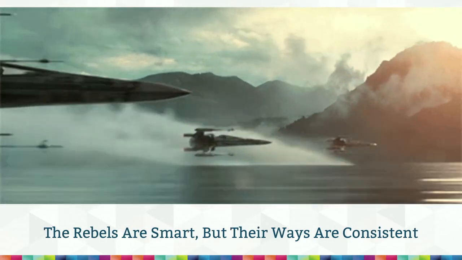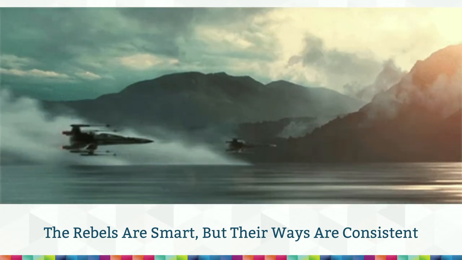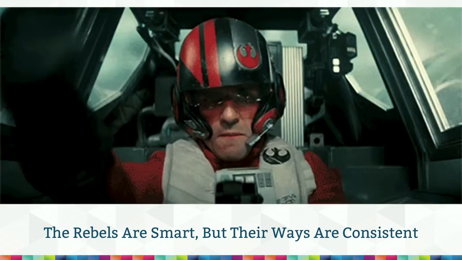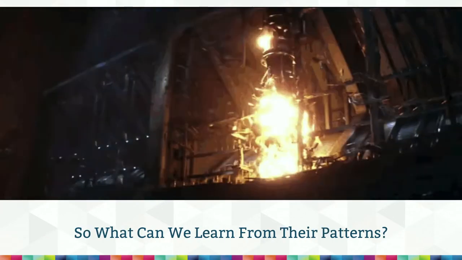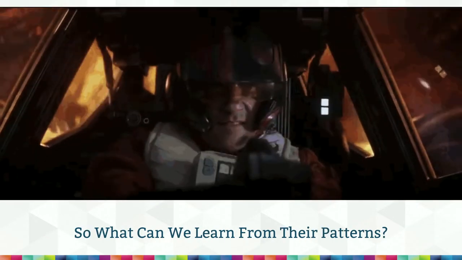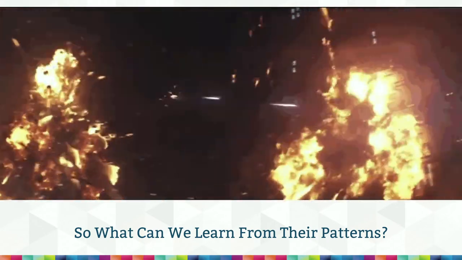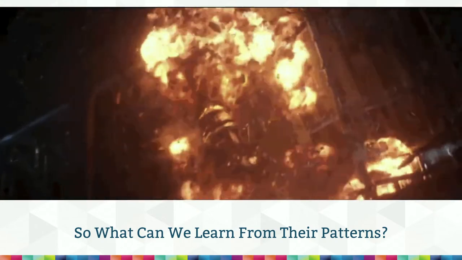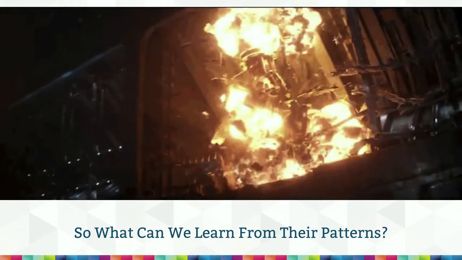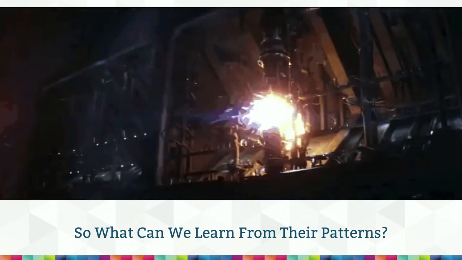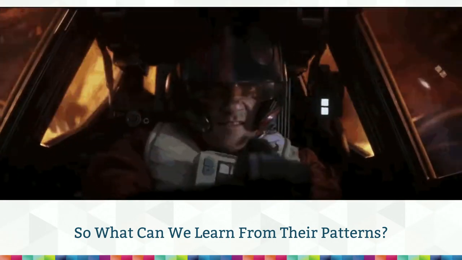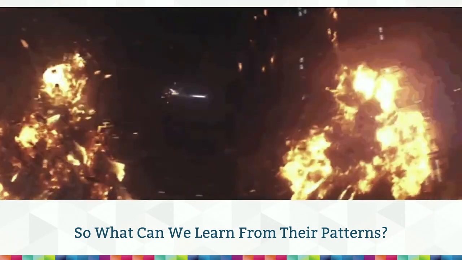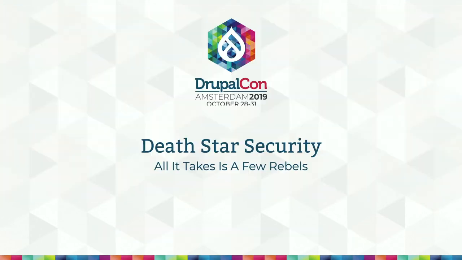But the rebels are smart. They continue to come back. But luckily for us, their ways are consistent. And so no matter what, we can learn from their patterns and from reusing plot lines over and over again to see how these hacks happen. So if you are new to cybersecurity, new to developing, we're going to be going over some basic hacks today. If you are an all-pro, chances are you have one of these vulnerabilities in code you've written, so go back and look at it. But today we're going to talk about Death Star security and how all it takes is a few rebels to take down your website.